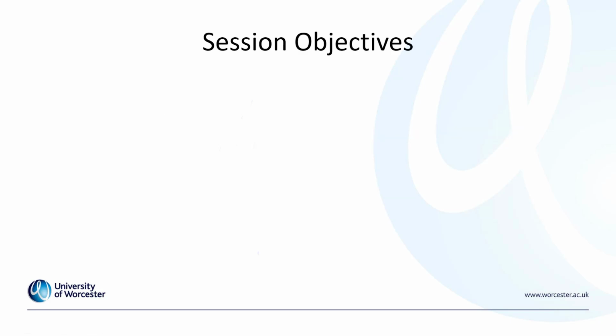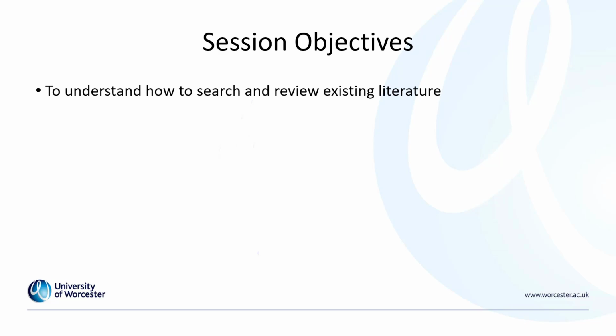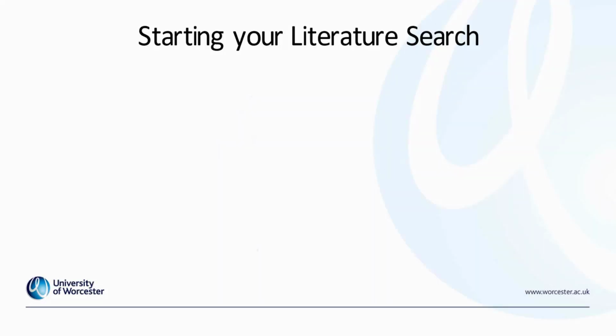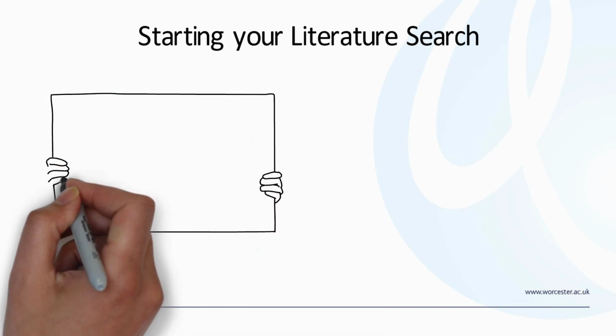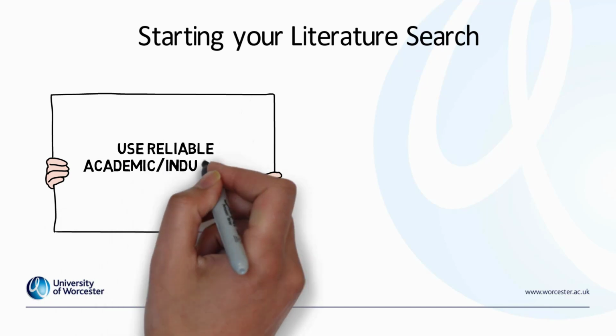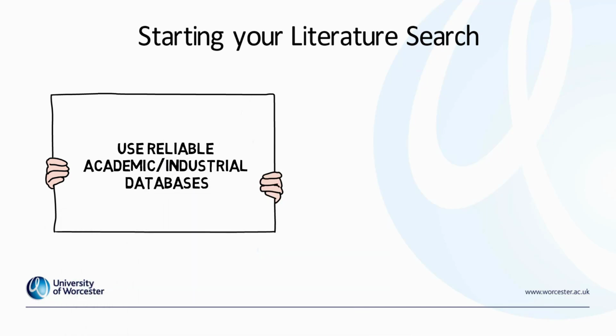Your session objectives are to understand how to search and review existing literature, and to understand how to start to develop a literature review. When it comes to starting your literature search, you need to make sure you use reliable academic and industrial databases. This is because the quality of your literature review is only as good as the quality of the literature reviewed within it.